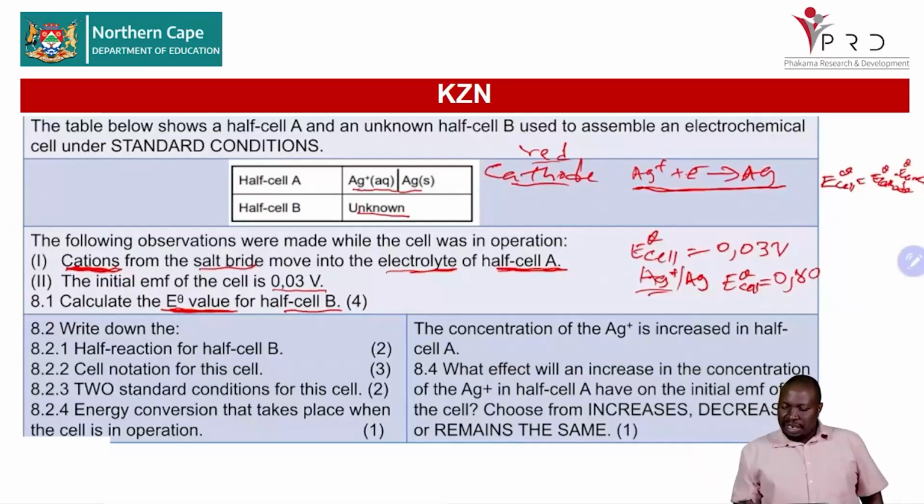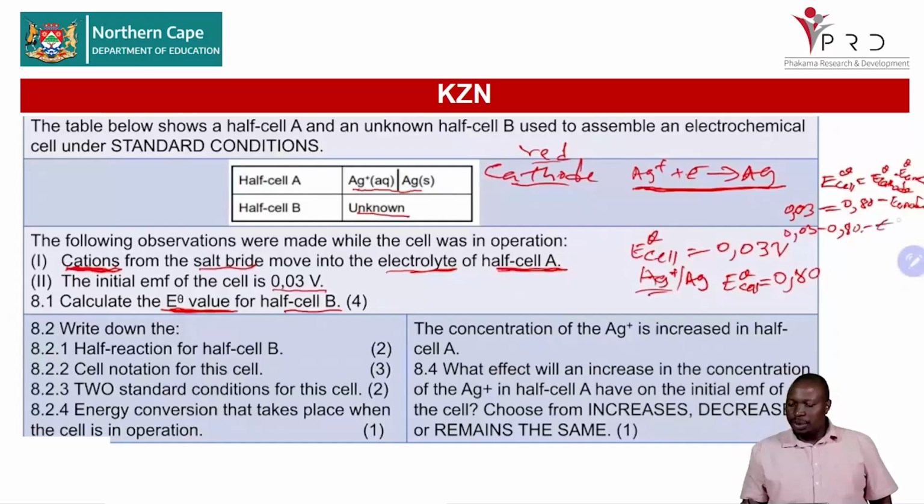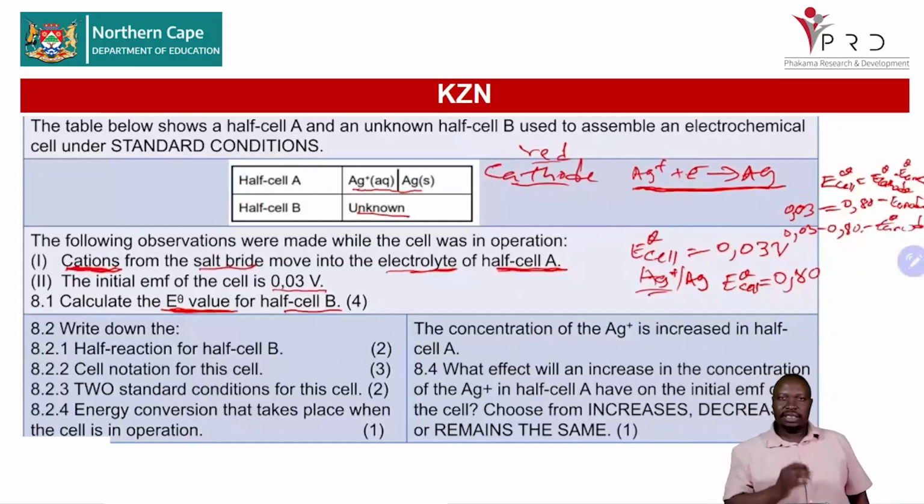So you'll say E cell equals E cathode minus E anode. We're given that E of a cell is 0.03. That is equal to E cathode. Our cathode, we said this is our cathode because the cations are moving towards it. So our cathode is 0.80, then minus E anode. So we're going to find out what our anode is here. Nice question. You transpose, then you have 0.03 minus 0.80 equals E anode. And if you use your calculator, 80 minus 3 is 77.